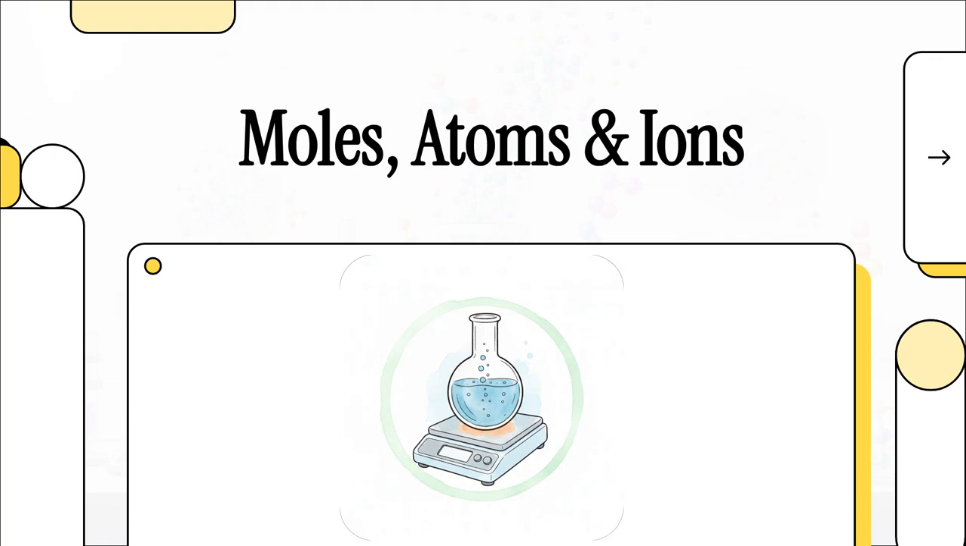Welcome to this explainer where we are going to absolutely demystify stoichiometry. Together, we'll learn exactly how chemists calculate the invisible, massively huge numbers of individual atoms, molecules, and ions that are just hanging out in everyday chemical substances.